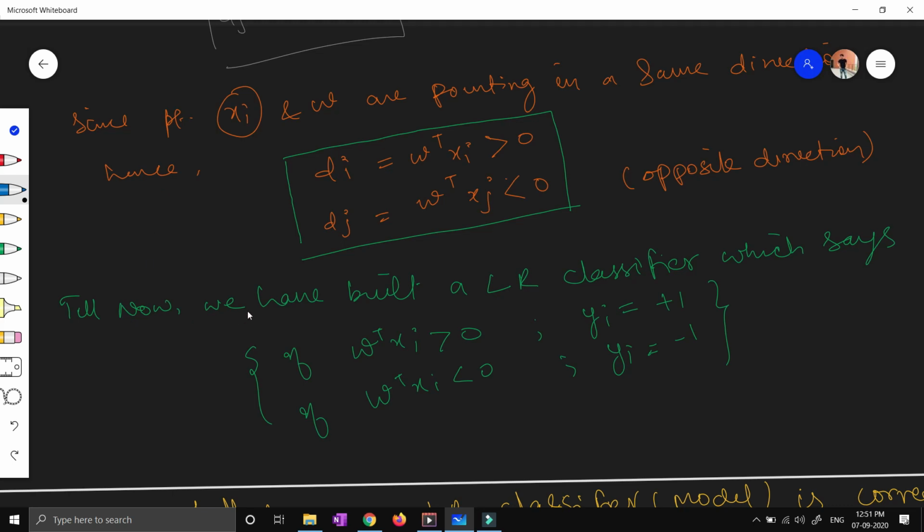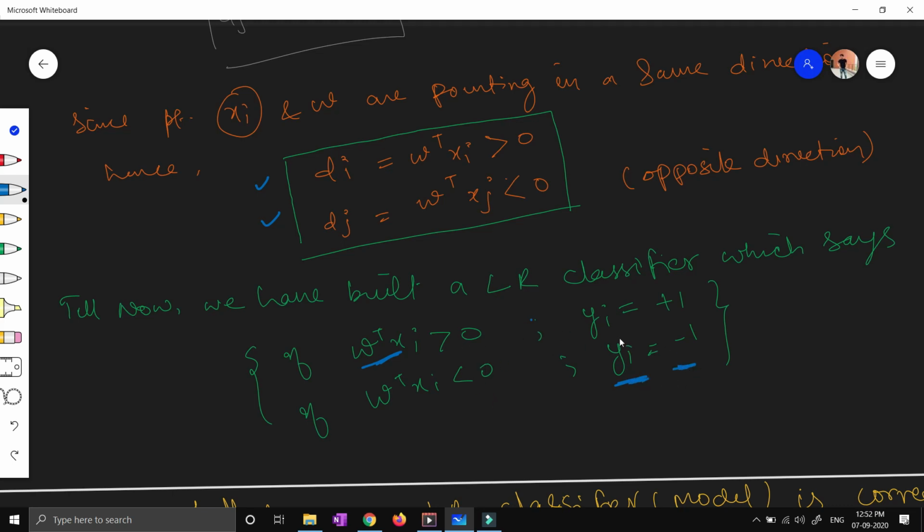So till now, what we have learned so far is that we have built a classifier. You can say that we have built a logistic regression classifier, which says that if w transpose xi, where xi is given to us in the data set and w is the normal to the plane, is greater than 0, then my target yi is positive. If w transpose xi is less than 0, then I'll say that my yi is negative.